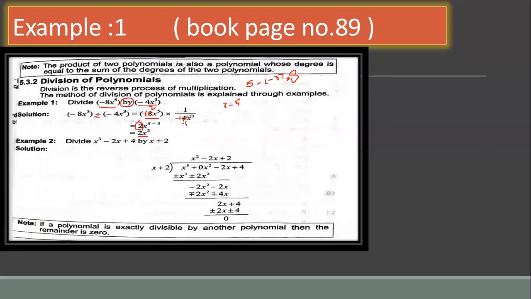Minus minus will cancel out. 4 ones are 4, 4 twos are 8, and we are going to subtract the powers of like terms. If there would be y, we cannot subtract the power of the exponent of x from y. Keep in mind, they should be like terms.